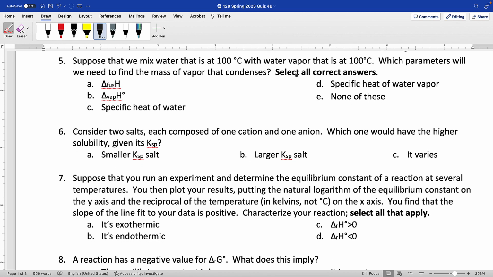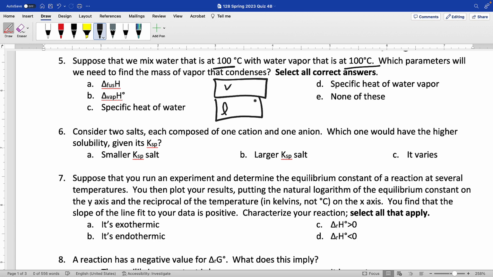We mix water that's 100 degrees C with water vapor that is 100 degrees C. And we want to find how much of the vapor condenses. So remember, we've got vapor here, we've got water here, but they're both at 100 degrees C. So can we have heat transfer? No. You can only have heat transfer if there's a temperature difference. So heat flows from hot to cold. So if they're both at 100 degrees C, we can't have heat transfer.